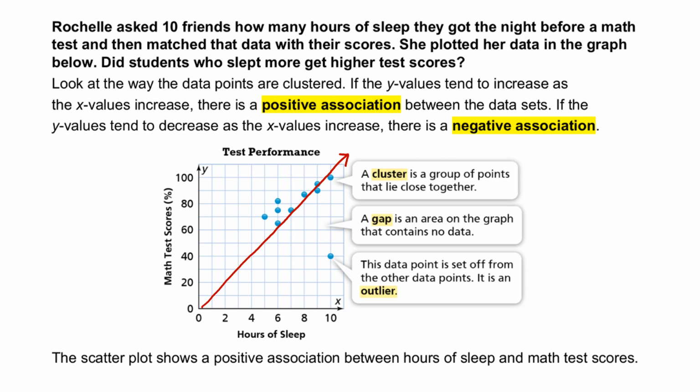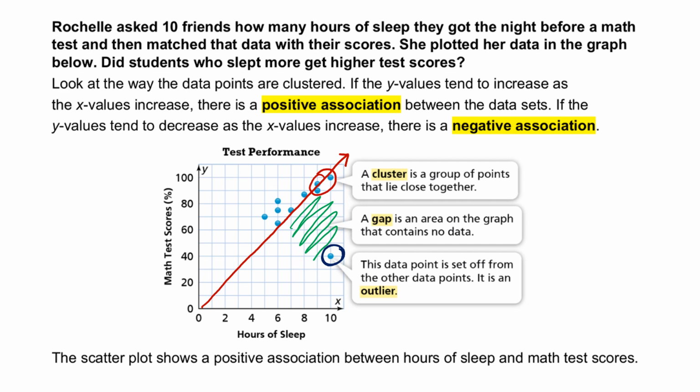There's also a couple of other vocabulary words given. A cluster is a group of points that lie close together. So a cluster would be like here, where we've got several points really close. A gap is an area on the graph that contains no data. So that would be here, this extra piece. And then an outlier is a data point that is set off from the other data points. It's outside the normal group.